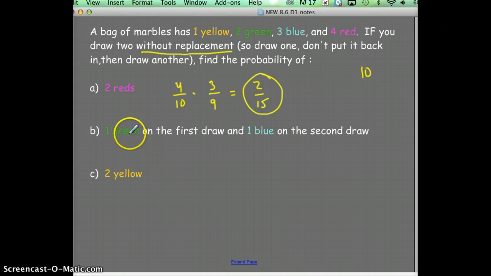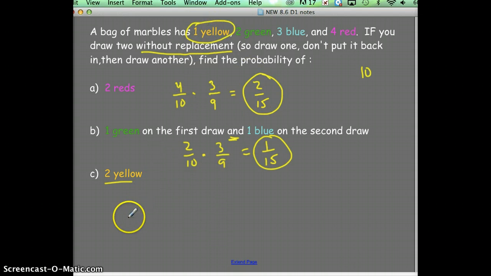Okay, let's see. The probability of drawing 1 green on the first draw and 1 blue on the second draw. So what's the probability of drawing a green? There's 2 greens out of 10. And we multiply. 1 blue, okay, so there's 3 blues in the bag, right? But we already drew a marble out, so there's only 9 marbles left. So multiplying those together, we get 1 out of 15. And, oh, I'm running out of time. What's the probability of drawing 2 yellows? Well, I only have 1 yellow, so 0. Can't happen.